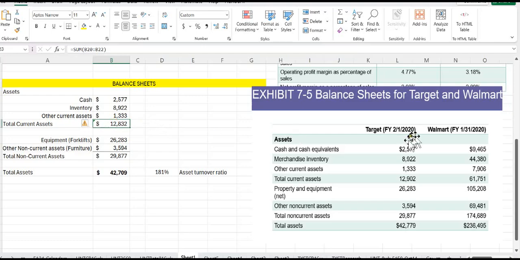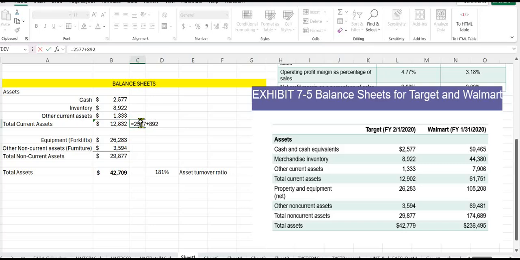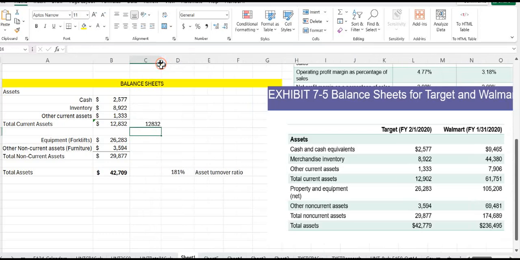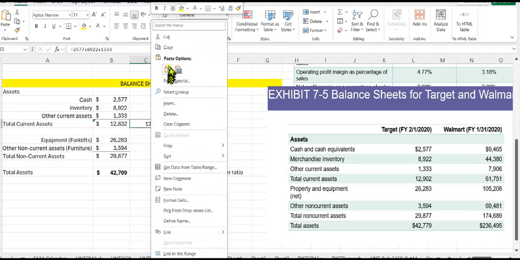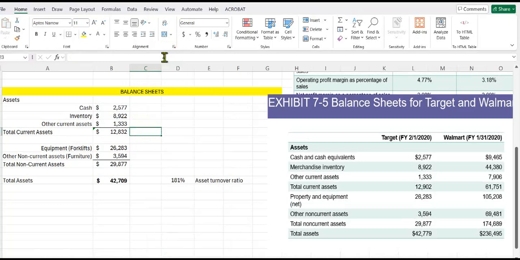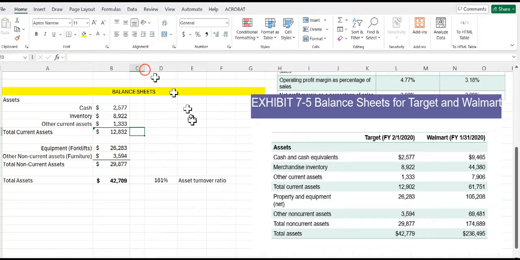Look at that. Looks like they're wrong in the textbook by a few dollars. That may throw us off, but I'm going to also do this differently. I'm going to just double check my work. I'm going to go equal 2577 plus 8922 plus 1333 and hit enter. And let's see what that number looks like. 12,832. So we're right, the book's wrong. How about that? Okay. So I'm just going to delete that and put that little space right back there.